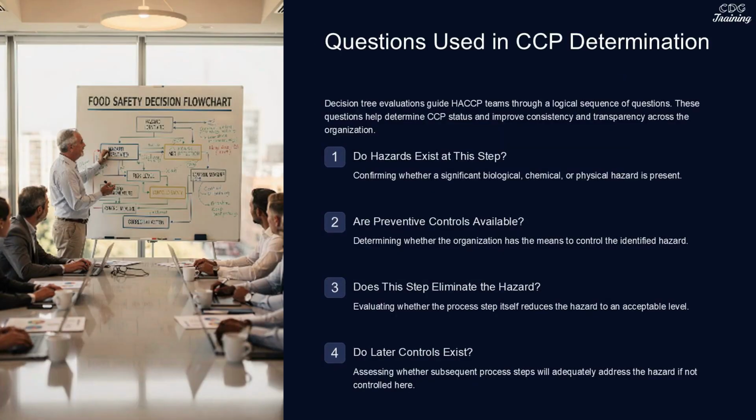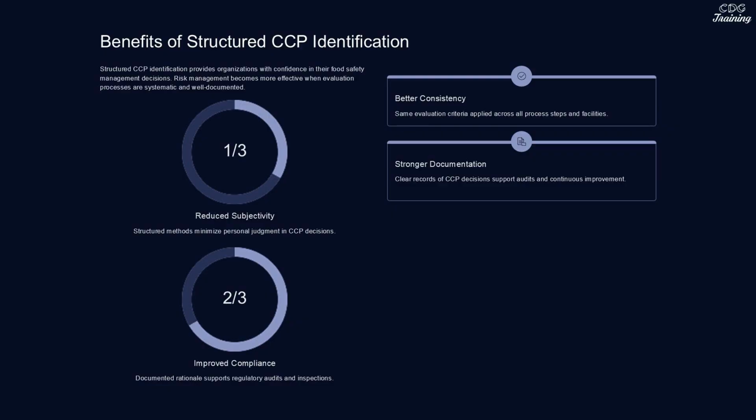Decision tree evaluations guide HACCP teams through a logical sequence of questions. These questions help determine CCP status and improve consistency and transparency across the process. Structured CCP identification provides organizations with confidence in their food safety management decisions. Risk management becomes more effective when evaluation processes are systematic and well documented.